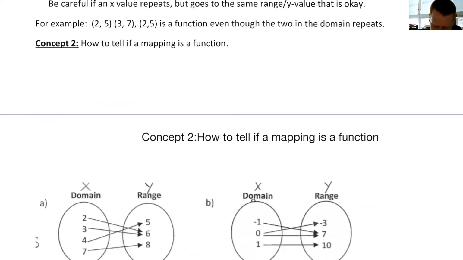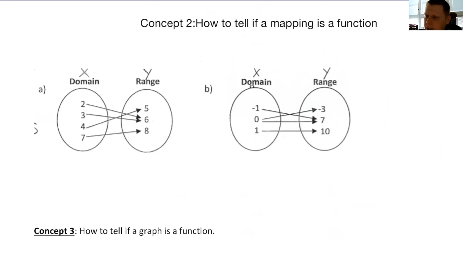Okay, and now let's move to the back of our sheet. How to tell if a mapping is a function. So like I said, we want to look at our x values, our inputs. So for this first one, I want to look at each one of my numbers. I just want to see, do any of my inputs go to more than one thing? In this case, 2 just goes to 6, 3 just goes to 6, 4 just goes to 5, 7 just goes to 8. So none of the inputs are doing multiple things. So that's good. It's a function.